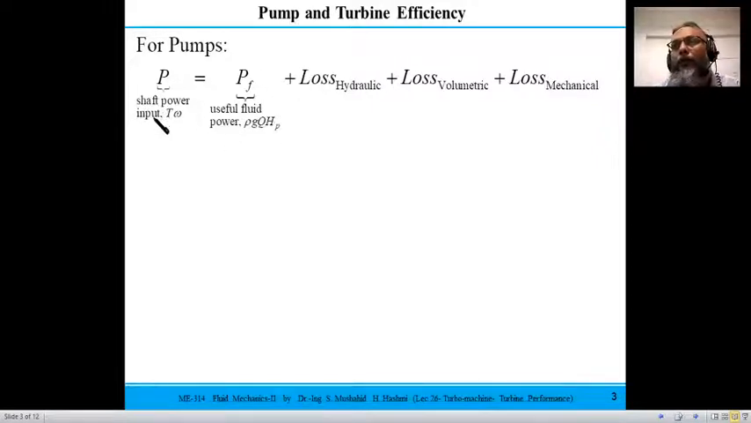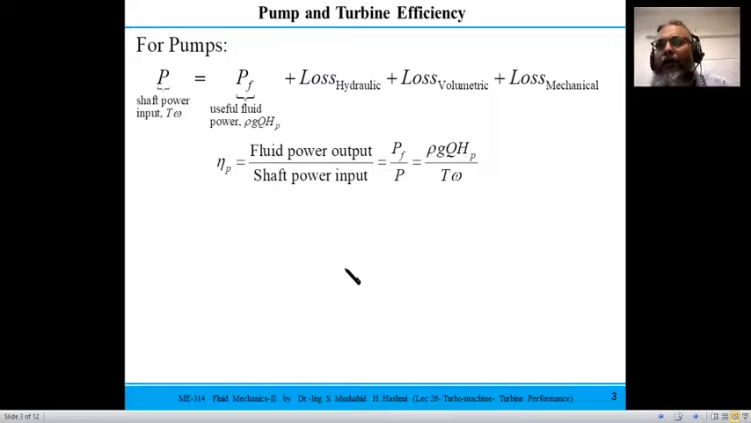And not all energy is converted into useful fluid power. Some of the power is lost in hydraulic losses. Some power is lost due to leakage, called volumetric losses, and some is lost in the mechanical elements, and each mechanical element has certain friction. So these losses are exactly the same as what we have learned in pumps.